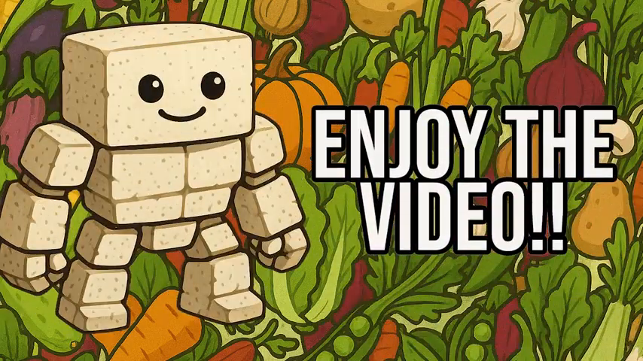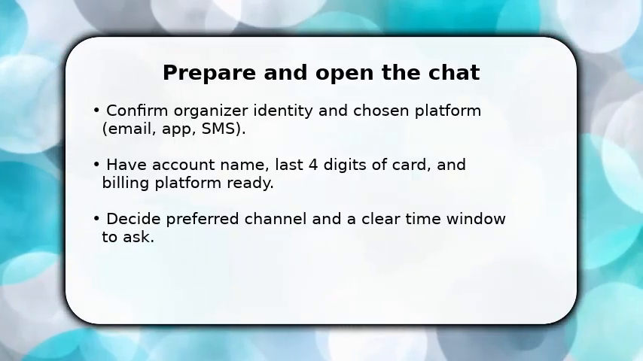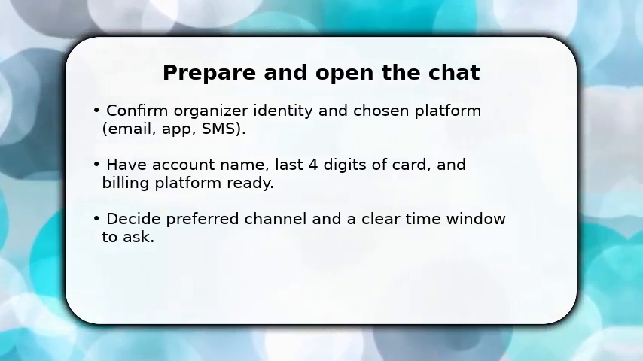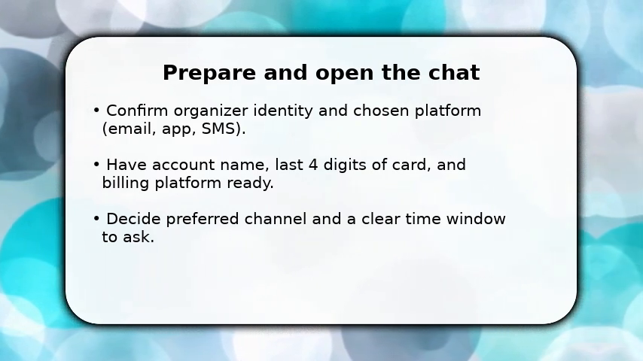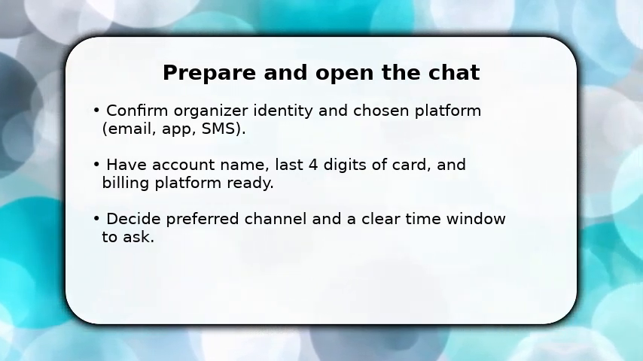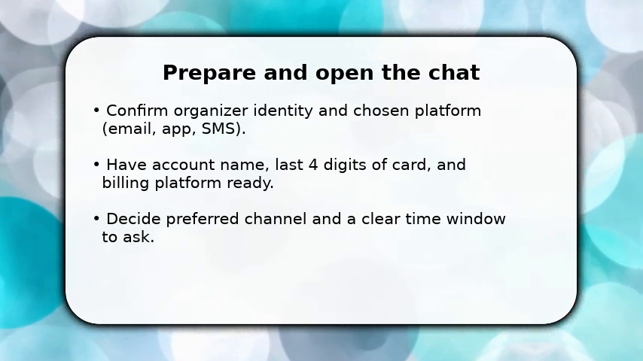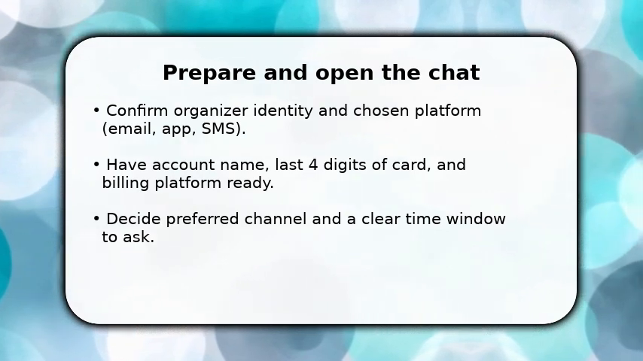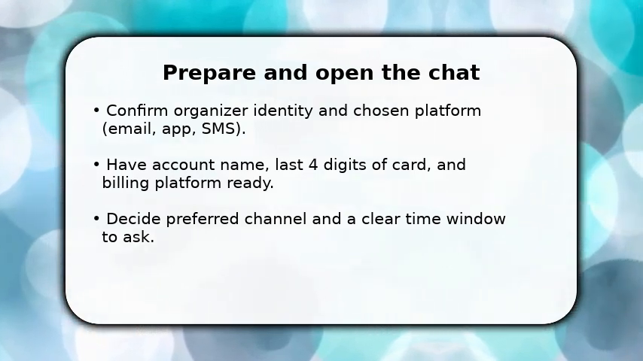You start by confirming who the family organizer is and selecting the direct channel to use. Clarity prevents confusion. Once done, gather the essentials: account name, last 4 card digits, and which billing platform the family plan uses. Then choose a short, respectful message that states the request and a deadline.